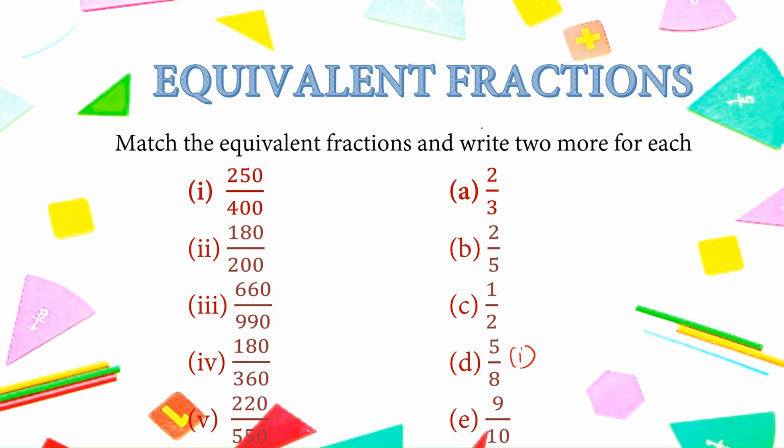And coming to the next one, that is 180 upon 200. Again, both the numbers are ending with 0, so we'll divide with 10. Now for these two numbers we can use the second table as they are even. It comes out to be 9 upon 10. So for this second one, 9 upon 10 is the simplest form.